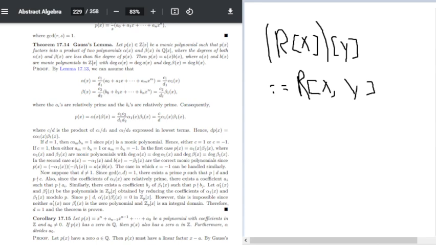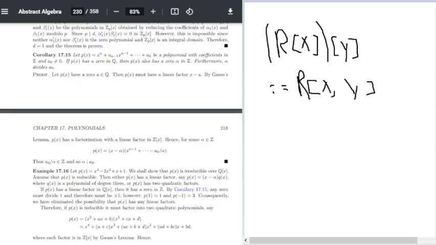So continuing. Corollary 17.15. Let p of x be equal to x to the n plus a sub n minus 1 x to the n minus 1 plus on and on to plus a naught be a polynomial with coefficients in Z and a naught not equal to 0. If p of x has a 0 in Q, then p of x also has a 0 in Z. Furthermore, a divides a naught.